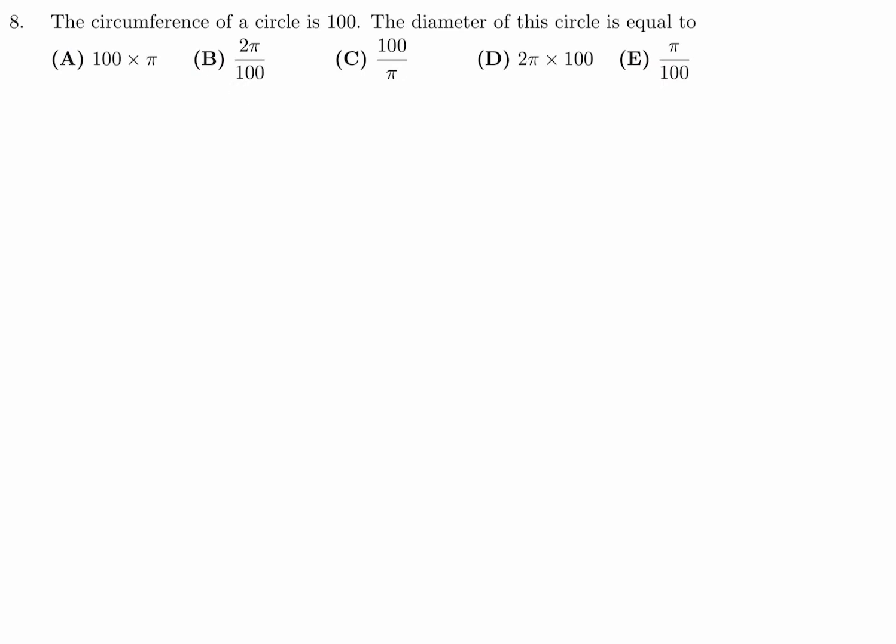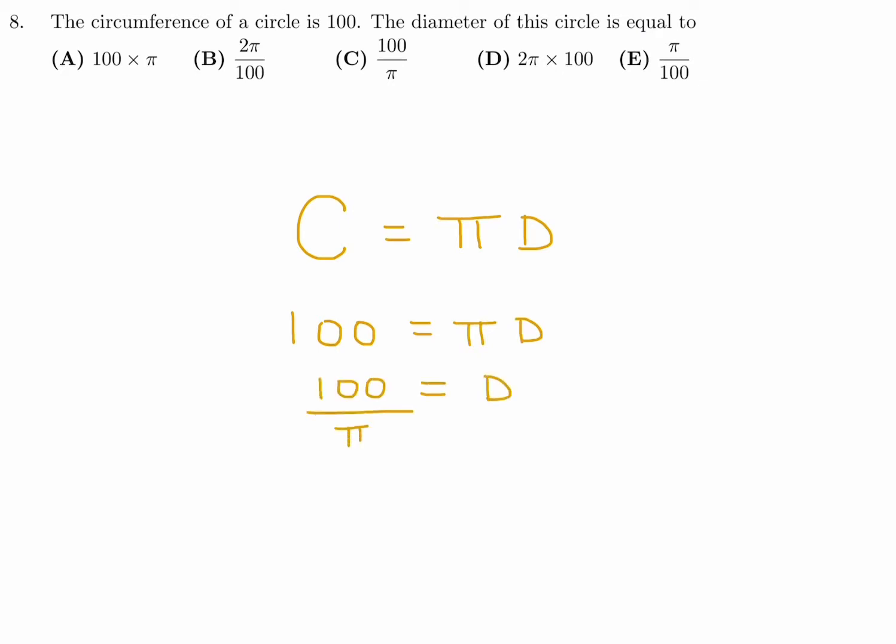The circumference of a circle is 100, the diameter is equal to. Circumference is equal to pi times the diameter, a very important equation. Circumference, they're saying, is 100. So pi d is equal to 100. Divide through by pi, and that gives me 100 over pi is equal to the diameter. So number 8, that would be C.